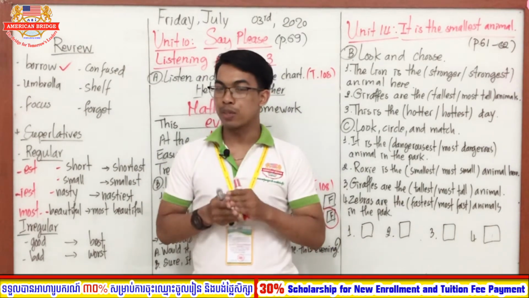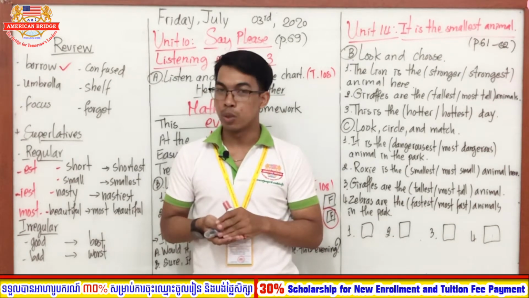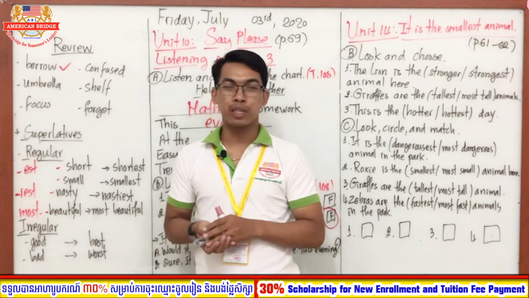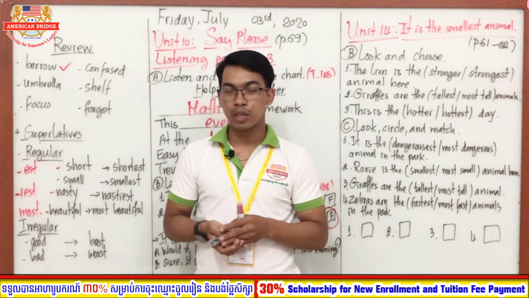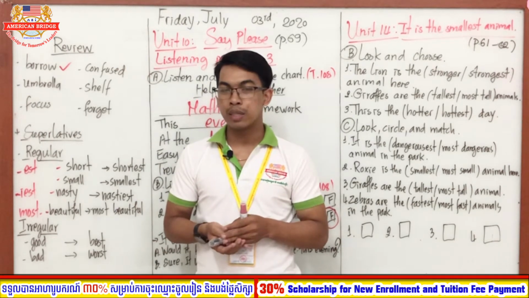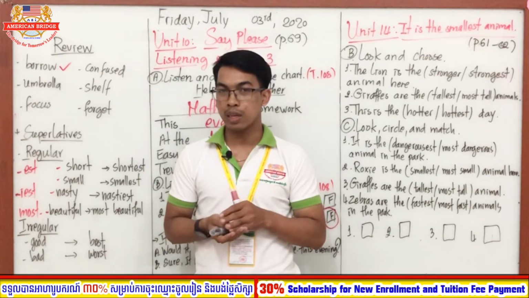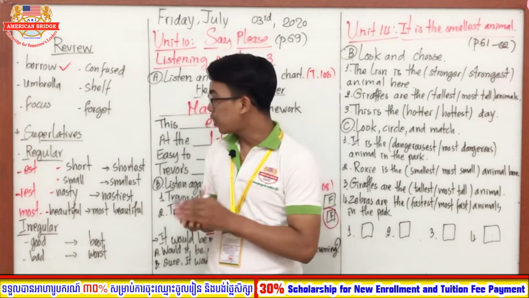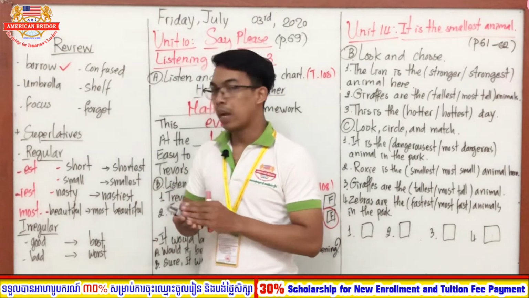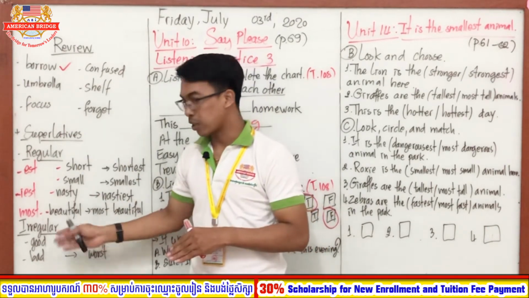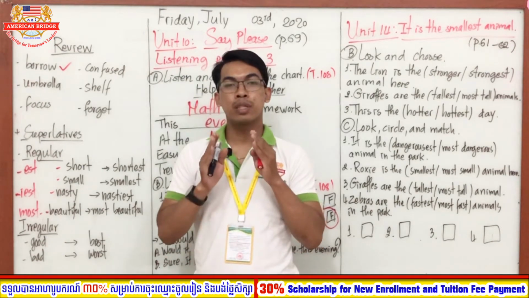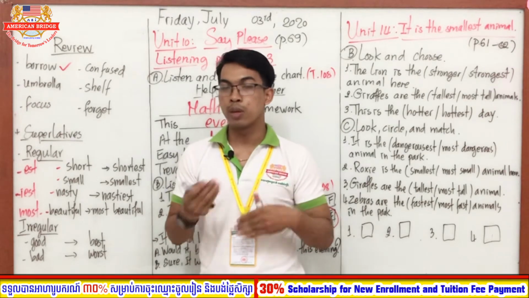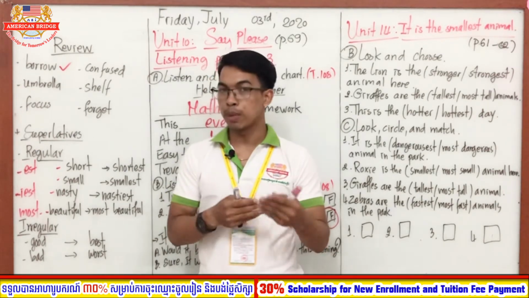Can anyone explain the word superlatives? Very good. Superlatives are used to compare the highest degree. We have two forms: the first one is regular and the second one is irregular. Teacher believes that you know exactly, but will review a little bit to make sure that you remember well.